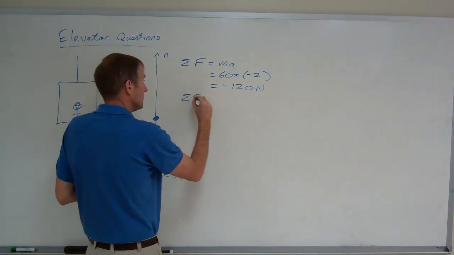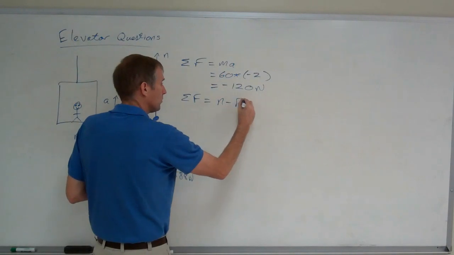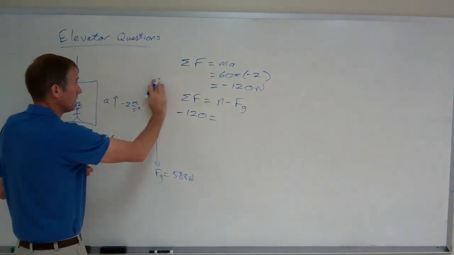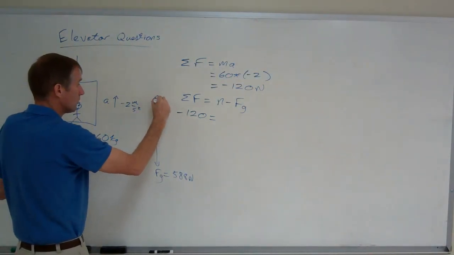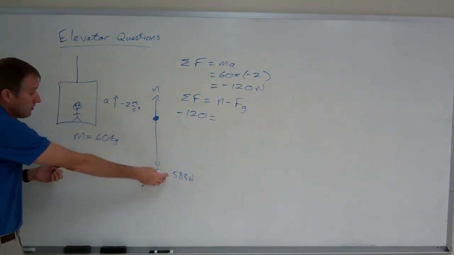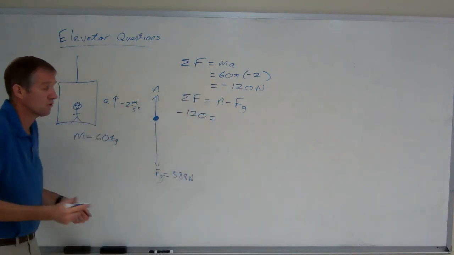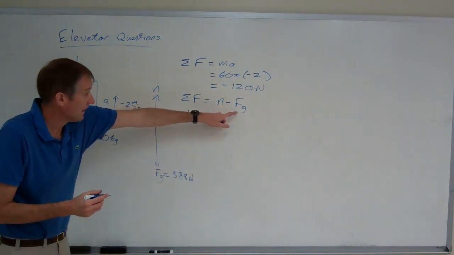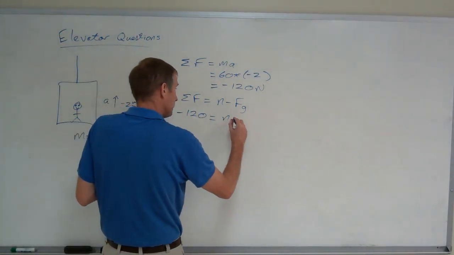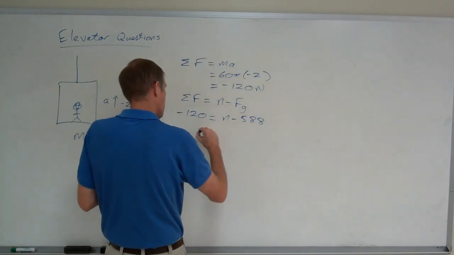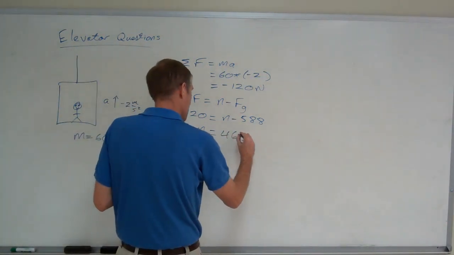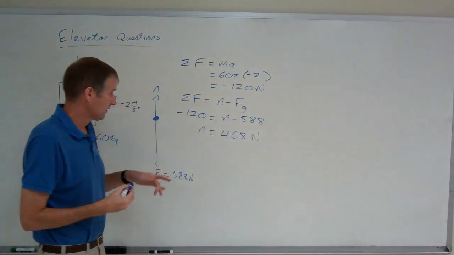So net force is negative 120 newtons. Again, you're going up and slowing down. What is the net force? It's the difference between normal force and weight. So negative 120. The normal force isn't pointed down. The floor is still supporting your feet. It's just less than your weight. It's less than your weight by 120 newtons. The normal force is less than your weight, but it's still pointed up. And the normal force would come out to be 468 newtons.